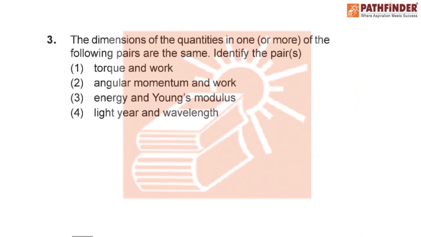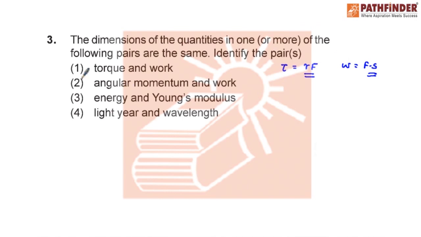Let us move to the next question. The dimensions of the quantities in one or more of the following pairs are the same. Identify the pairs. Torque and work. Now if I quickly write the formulation, then torque is equal to R cross F and work done is equal to F dot S. They both have the same formula. This is a cross product, this is a dot product.